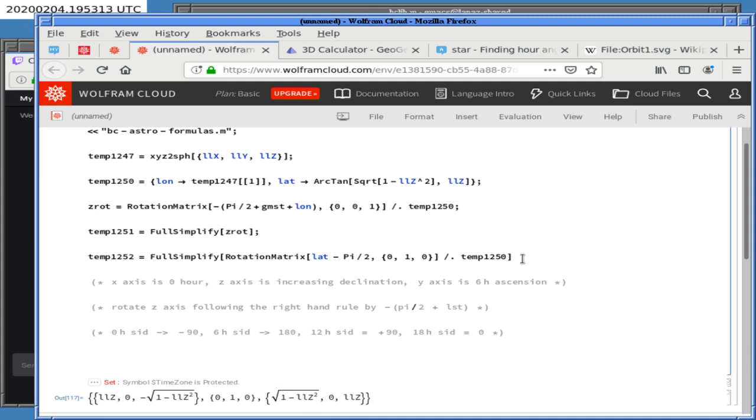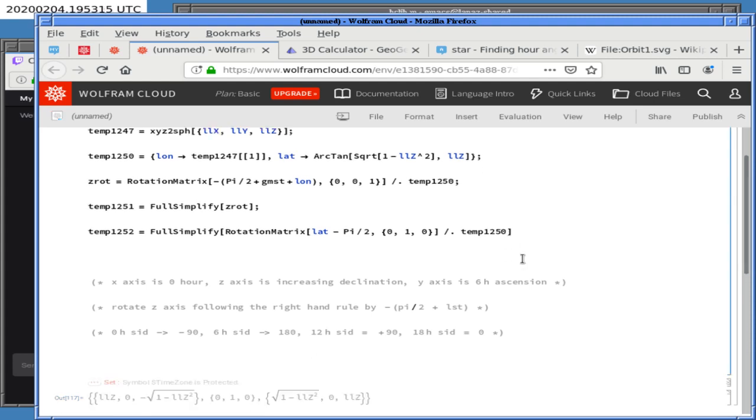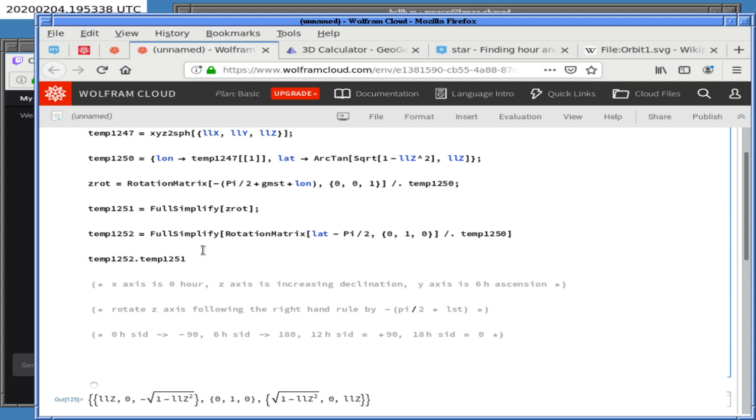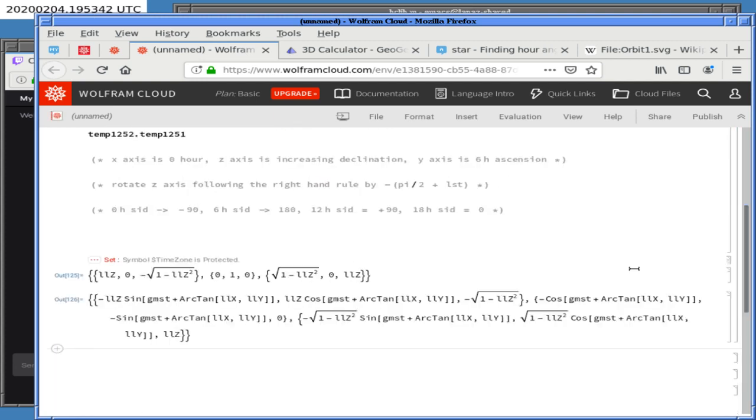So now, how do we get the matrix that does both of these at the same time? Well, we multiply in this order. We first take temp 1251, we do the spinny around the z-axis, which gives us the longitude correction, and then we do the spinny around the y-axis, which gives us the latitude correction. God willing, this will be our final answer. No, well, not our final answer, it'll be this.